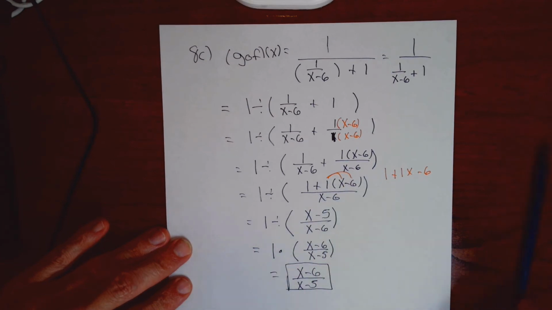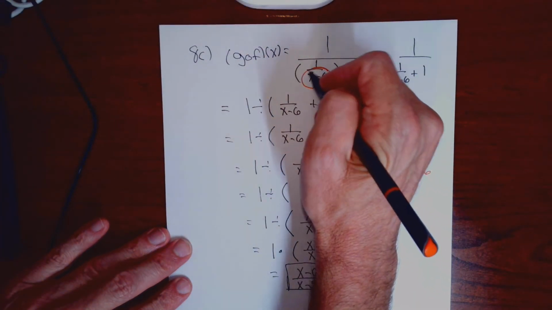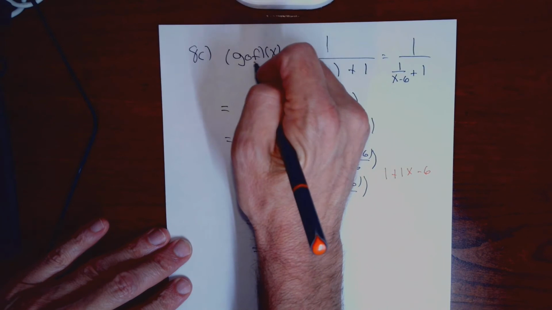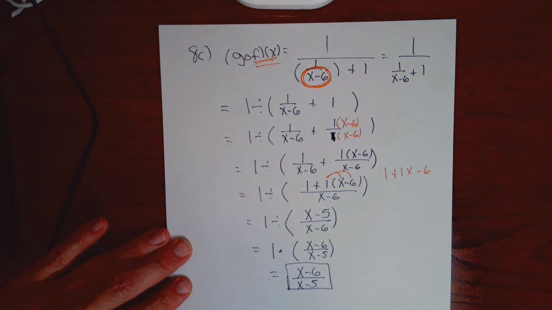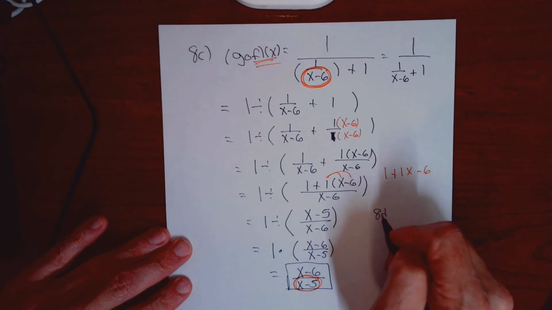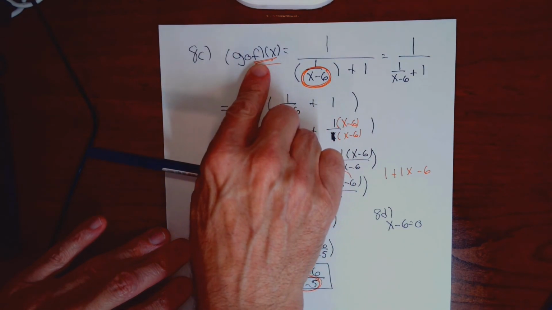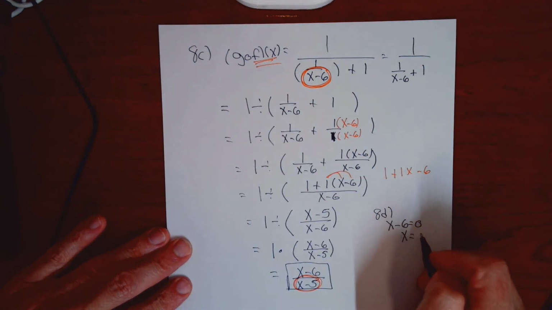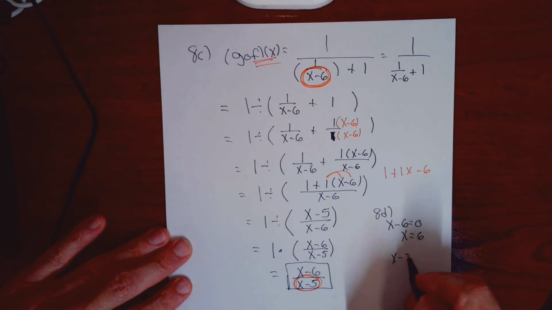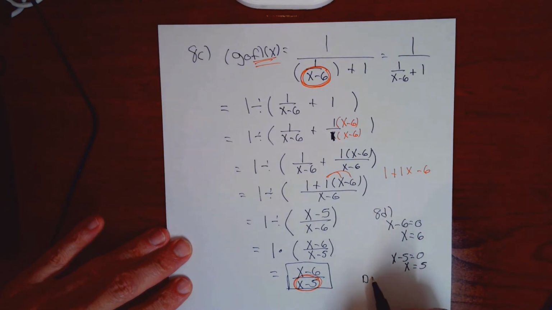For part D, to find the domain of this function, there's two steps. I set the denominator of the function that's written second equal to 0 and exclude that from the domain. I set the denominator of my answer equal to 0 and exclude that number from my domain. So in 8D, I need to set the denominator of the f function, because it's the function that's written second, equal to 0 and solve for x. I need to take the denominator of my answer, set it equal to 0 and solve for x. My domain is going to be, in words, all real numbers except x equal to 5 and 6.